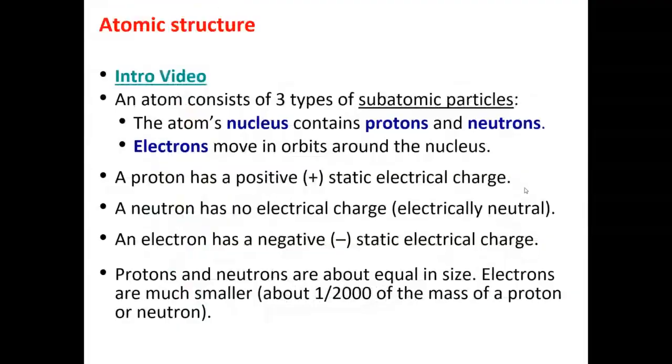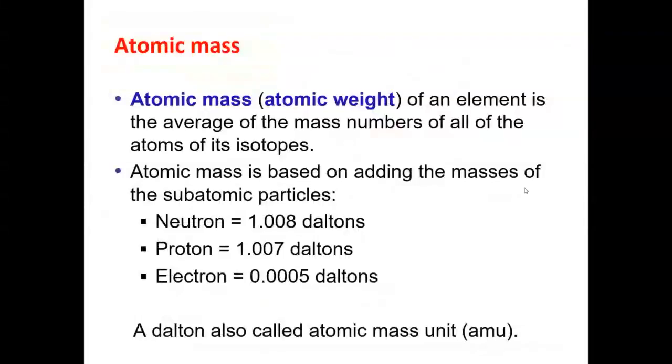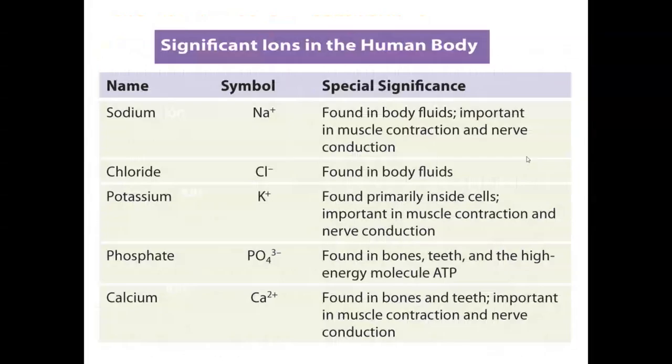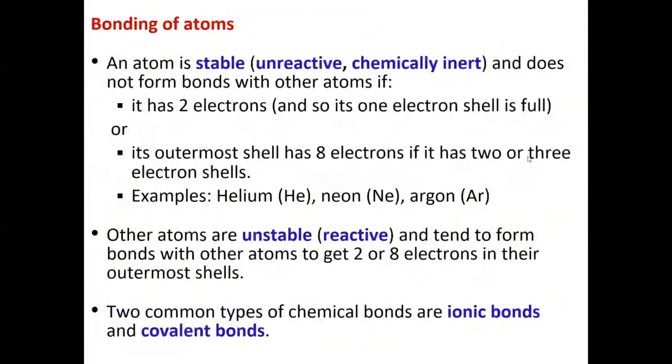Why is that special? Well, atoms that have their outermost electron shell full, we say that they're stable. An atom that's stable means that it's happy the way it is. We say it's unreactive, inert. Inert just means inactive.